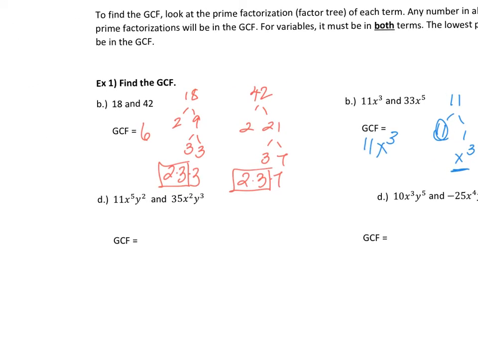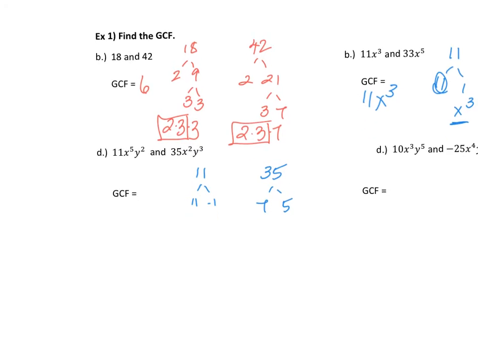Just looking at 11 and 35. We know that 11 is only 11 times 1, and 35 is 7 times 5. So they don't have anything in common, so we're not going to use the coefficients. Now we look at the variables: x to the 5th and x squared. There's 5 in the first one and 2 in the second one, so the greatest common factor is just x squared.